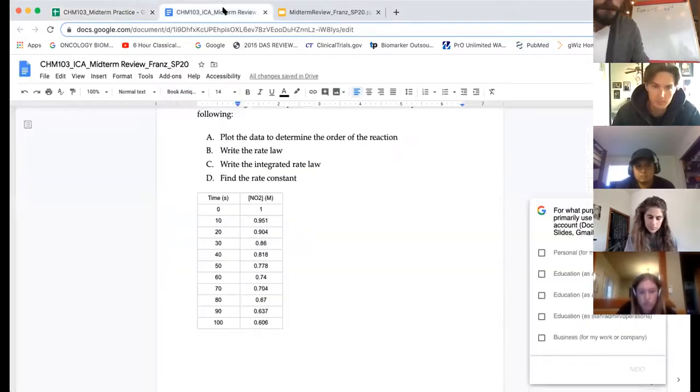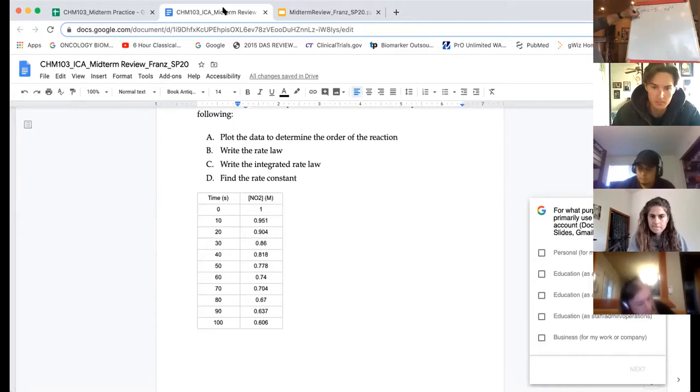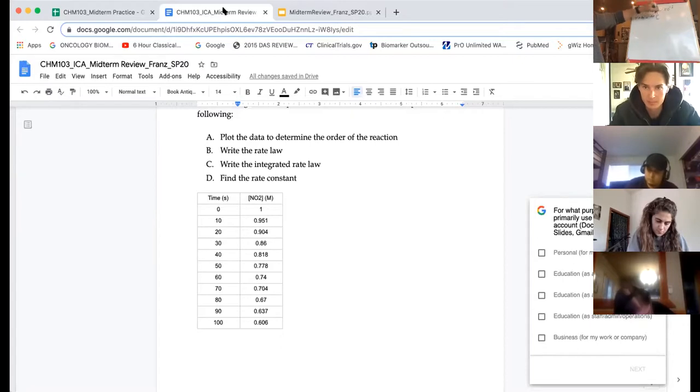Okay. So what do they want? They want us to plot the data. We did that. Determine the order of the reaction. We determined it was first order. So write the rate law. What do we say that is? Rate equals k times the concentration of the molecule in the equation. And it's first order, so to the first power, or we can just leave it with nothing. That is the rate law.